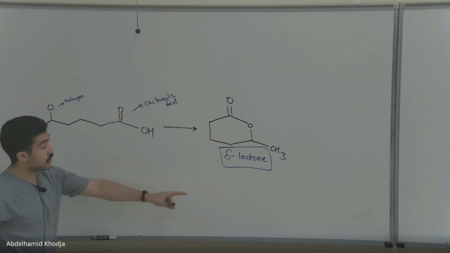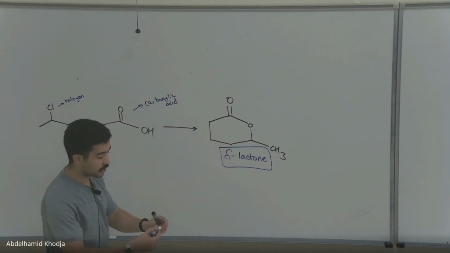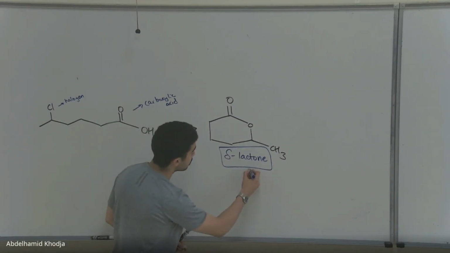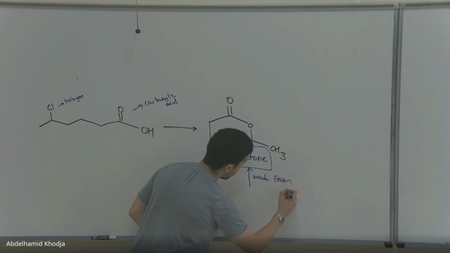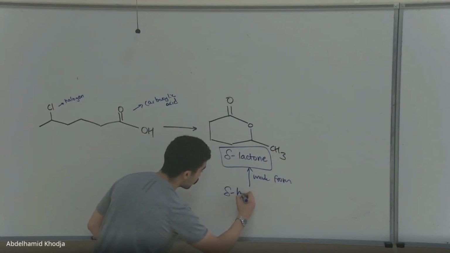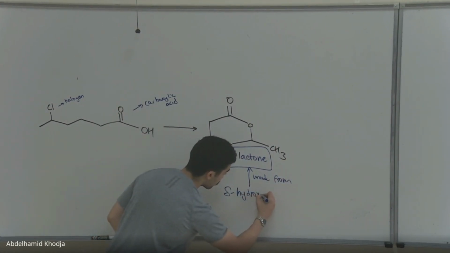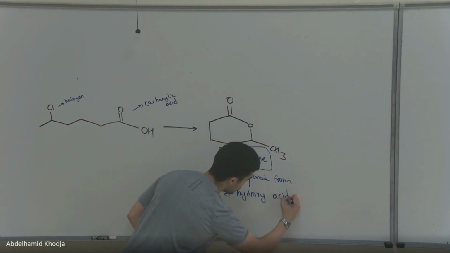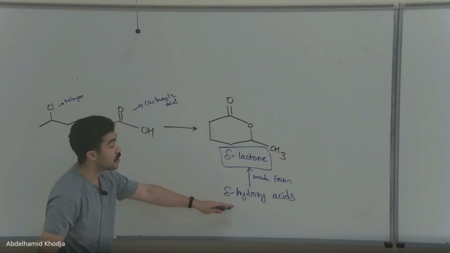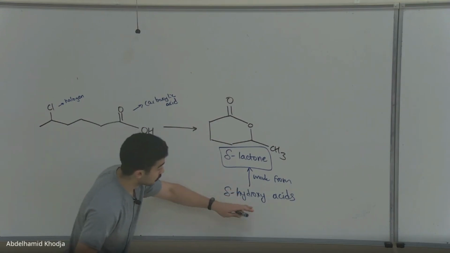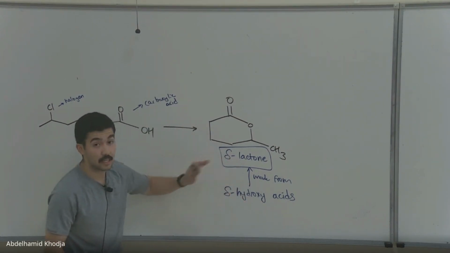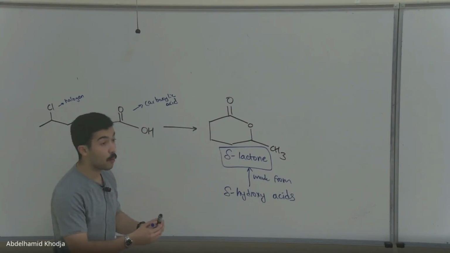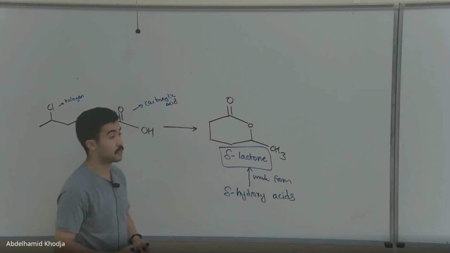Okay. Delta lactones, let's move one step back. Delta lactones are made from delta hydroxy acids. Delta hydroxy acid. This is how to produce a delta lactone. So delta hydroxy acids will give us delta lactones. Great. What is a delta hydroxy acid?